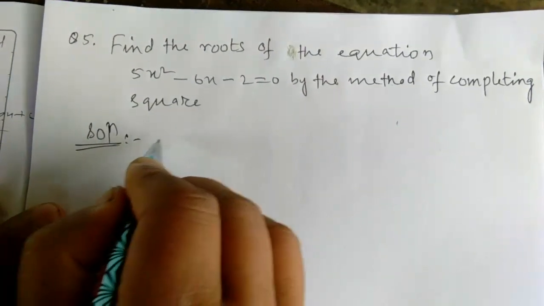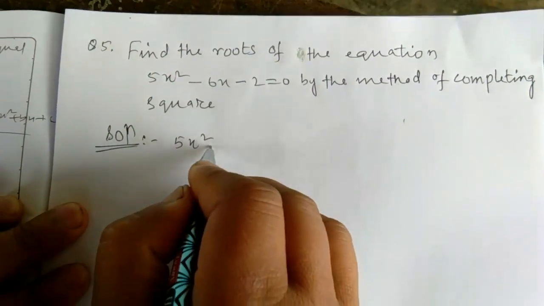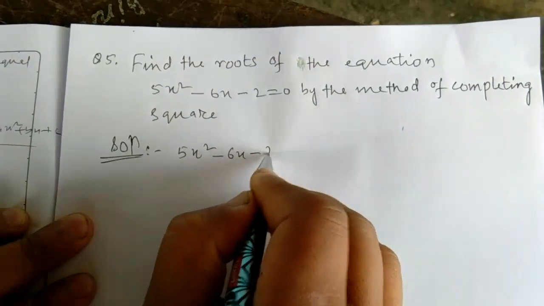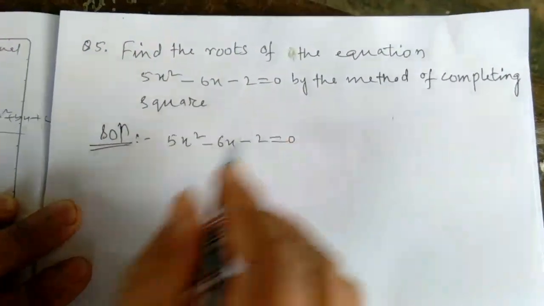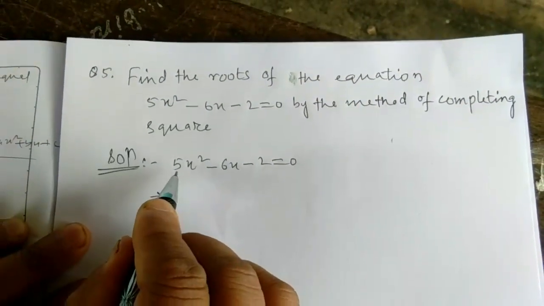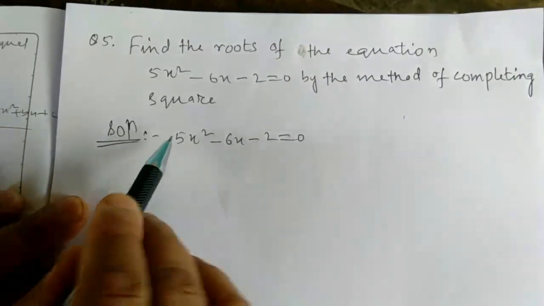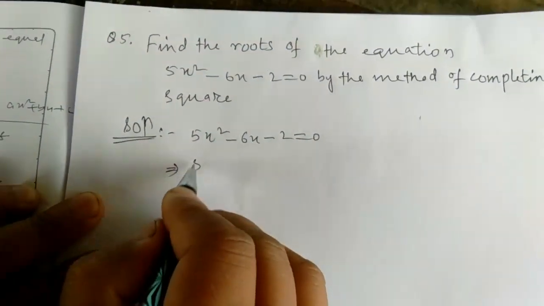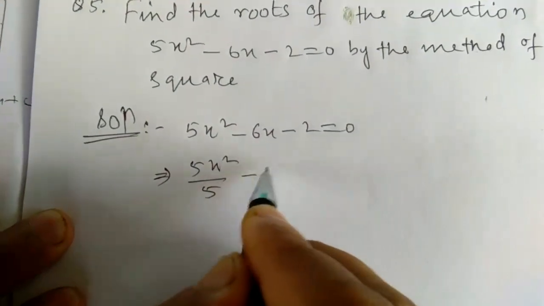So how to solve a quadratic equation by the completing square method? Let me show you. You have to remember the steps which I gave yesterday. The first step is we have to divide both the sides by the coefficient of x square. Here the coefficient of x square is 5. So you will divide both the sides by 5.